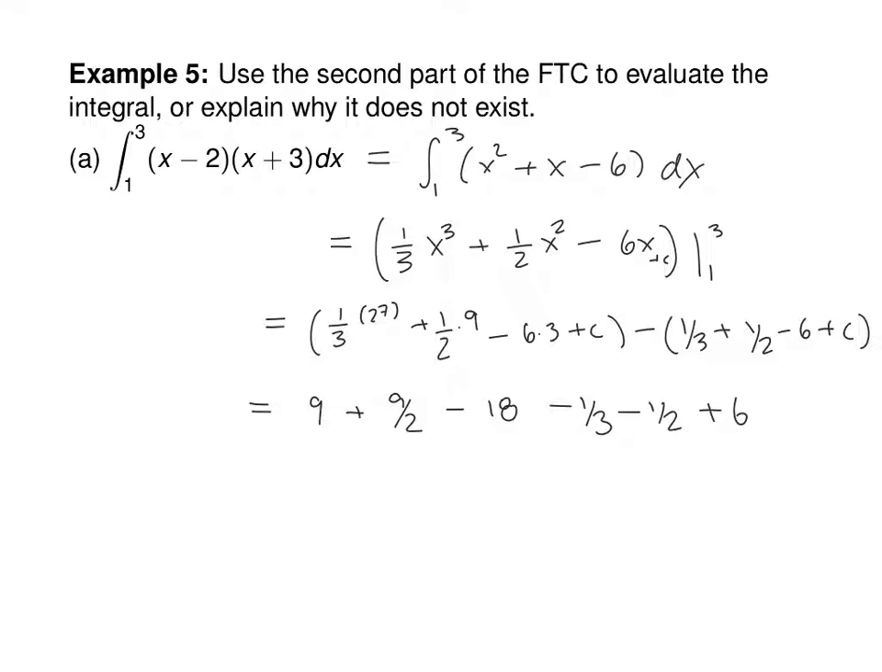Now from here, arithmetic is not my favorite thing, but I would suggest combining whole numbers first and then dealing with the fractions later. That's just how I like to chip away at it. So 9, negative 18, and 6. Uh-huh.